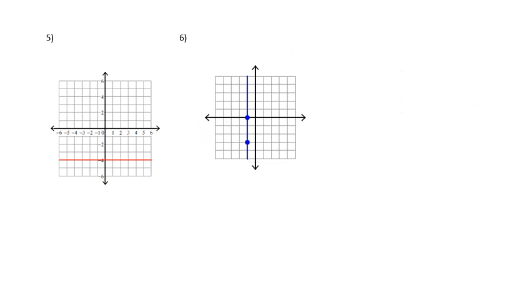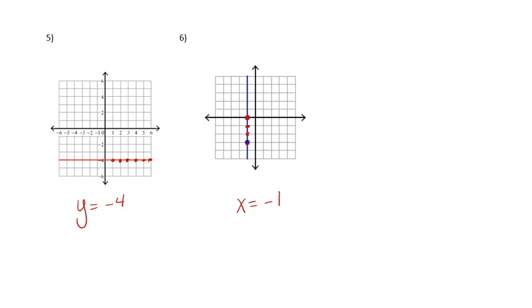All right, let's look at 5 and 6. So 5 is a horizontal line. And remember, horizontal lines are going to be y equals a number. And in this case, it's y equals negative 4. And if you notice, y is negative 4 on all of these points. If you have a vertical line, it's going to be x equals a number. And in this case, it's x equals negative 1, because x is negative 1 on all these points.